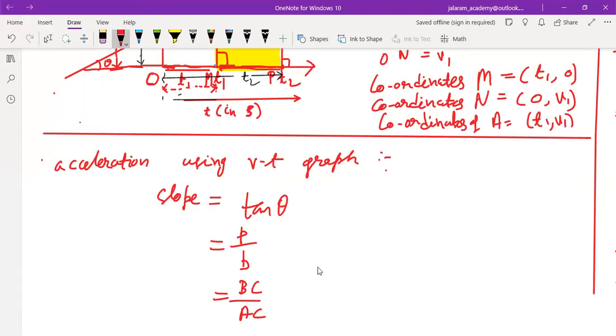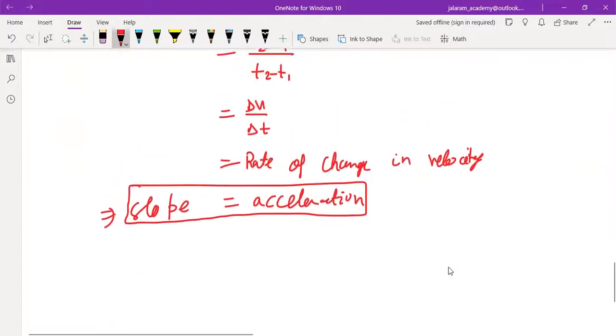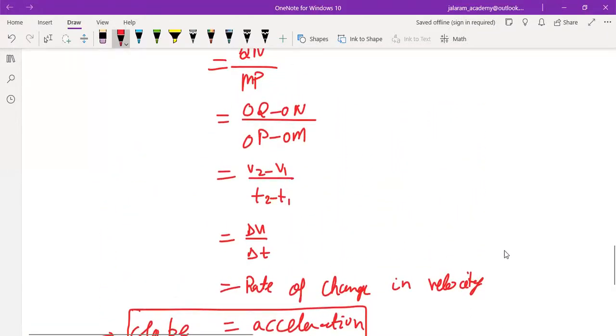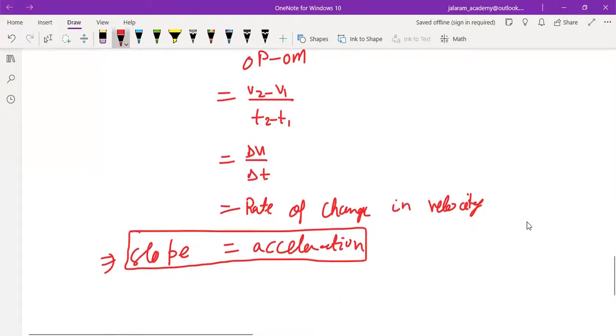That's it. So write it, everyone, and remember it, and put it in your mind always to solve the questions related to motion in one dimension.